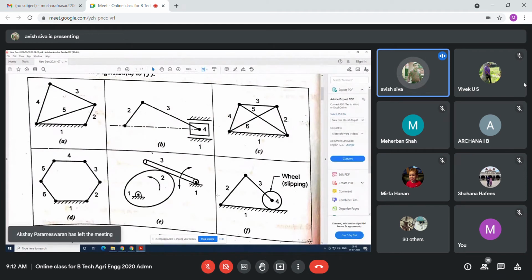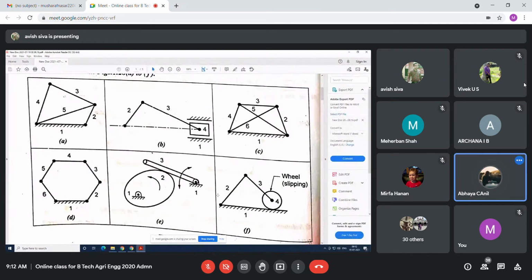Calculate the number of degrees of freedom. Any answer? Abhaya? So, Abhaya, what is the equation to find the number of degrees of freedom? n equal to 3 into (L minus 1) minus 2j minus h. Then what about the number of links in the first question?